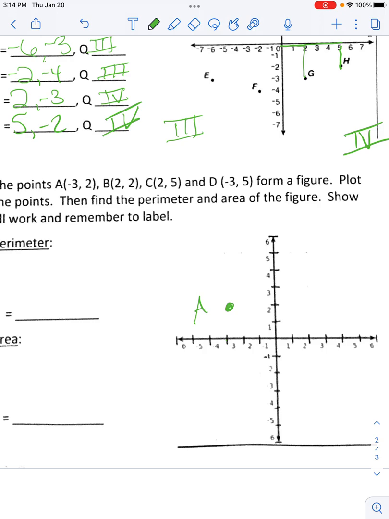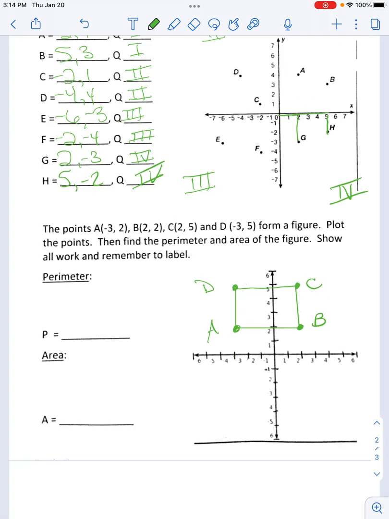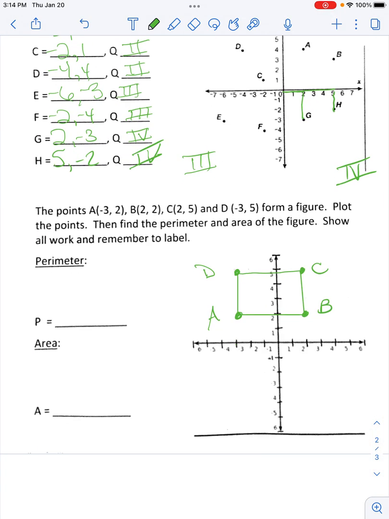B is at +2, +2, so to the right 2 and up 2. C is at 2, 5, to the right 2, +5 would be up 5. And D is at -3, left 3, +5 would be up 5. Okay, so that figure would be a rectangle, and it wants us to find the perimeter and the area.